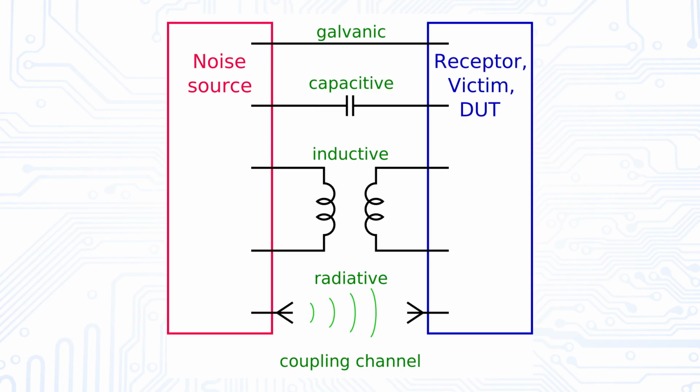Interference coupling is categorized into galvanic, capacitive, inductive, and radiated. Galvanic involves a conductive connection. Capacitive and inductive are near-field interactions, while radiated coupling occurs over larger distances in the far field.